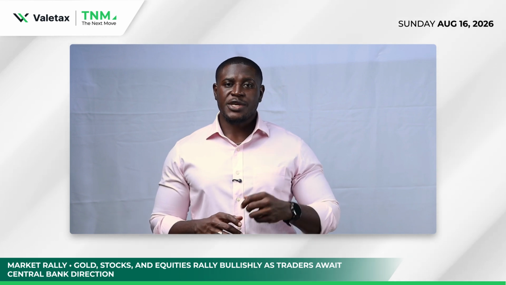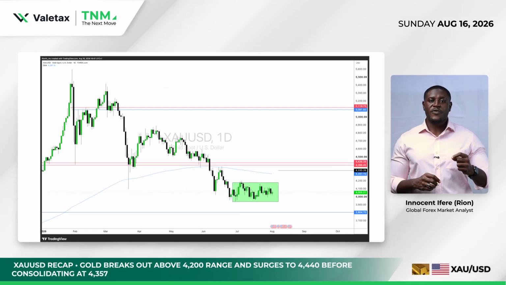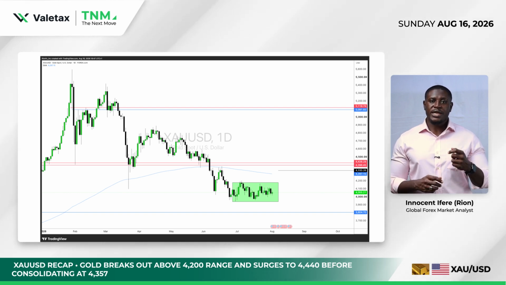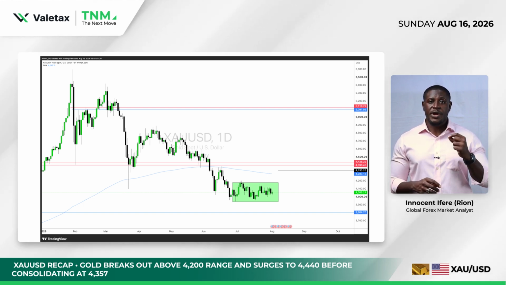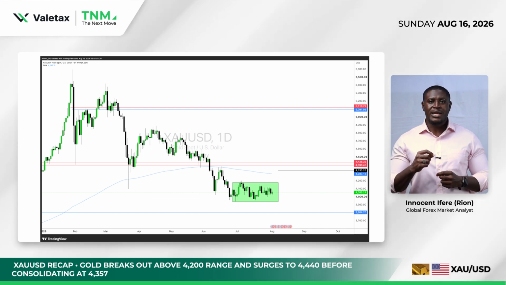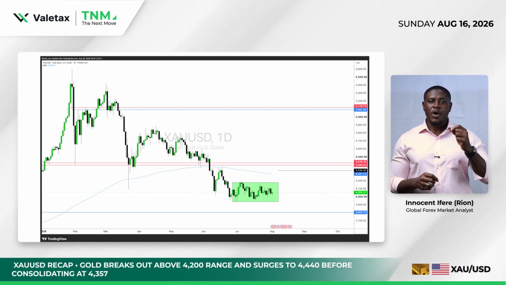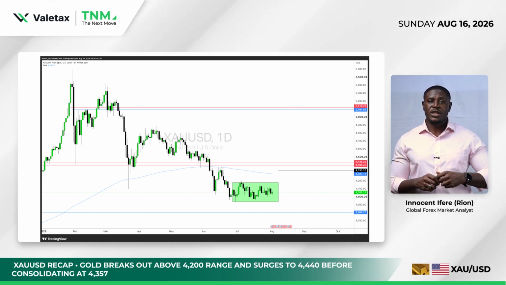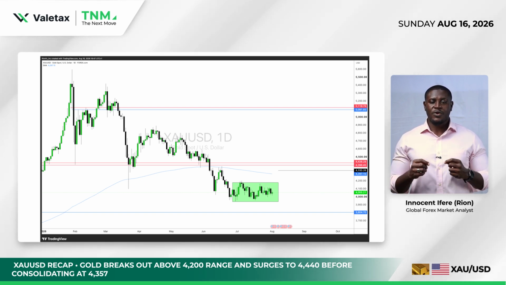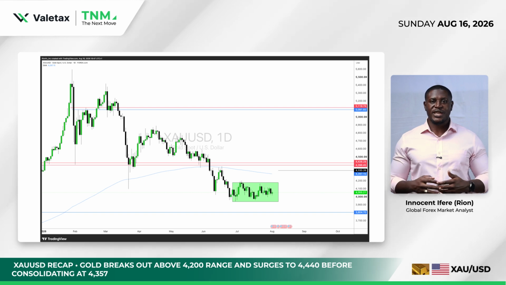Our trade idea on the XAUUSD from the previous week was to wait for a break below or above the current range that was happening on the XAUUSD. We did in fact see a break above the 4,200 levels for the XAUUSD, with prices rallying extremely bullishly up until the 4,440 levels before prices started to slow down last week, and prices are currently at the 4,357 levels for the XAUUSD. For this coming week, we're going to be sharing a trade idea on the XAUUSD.